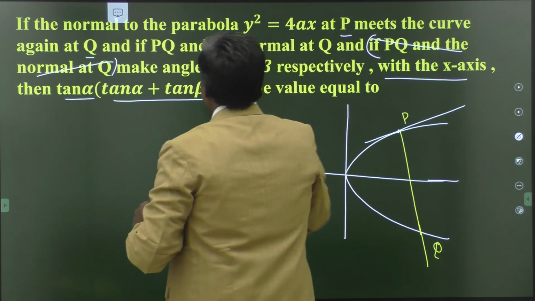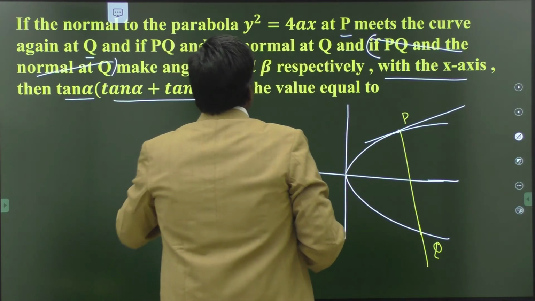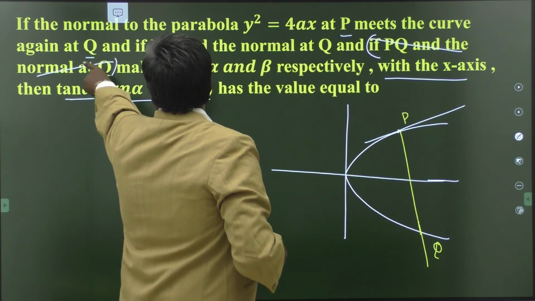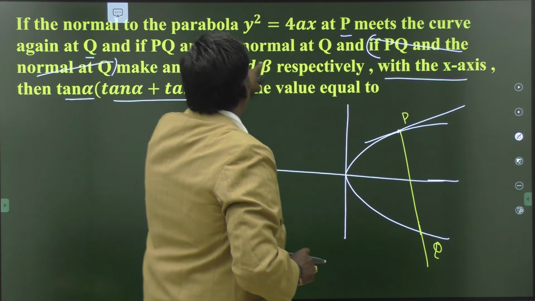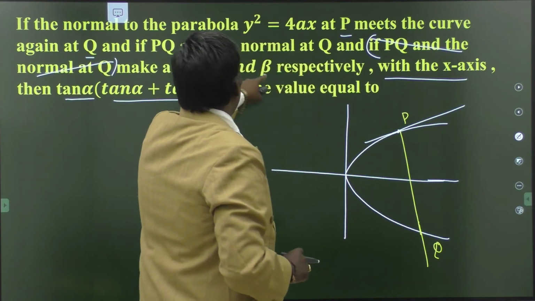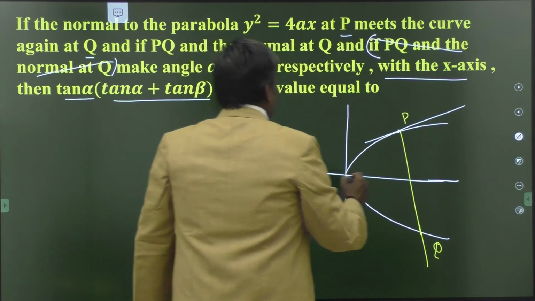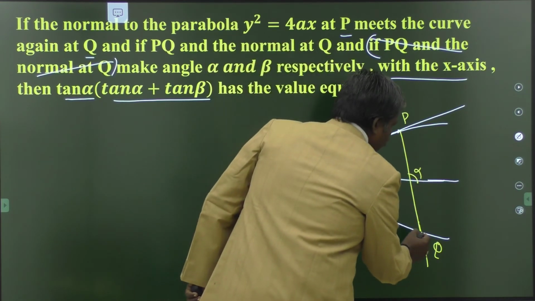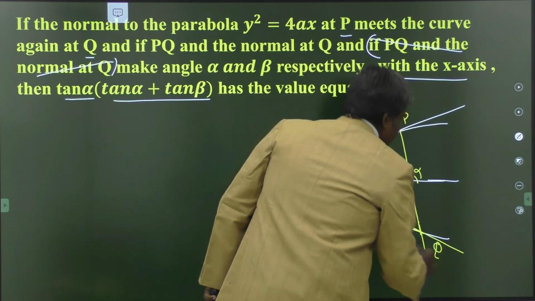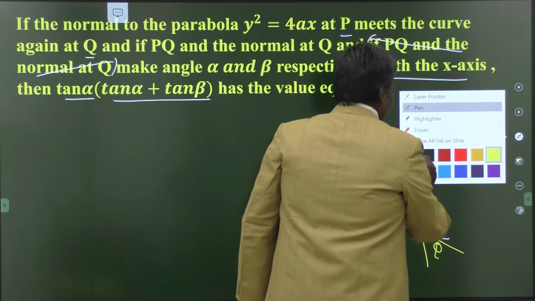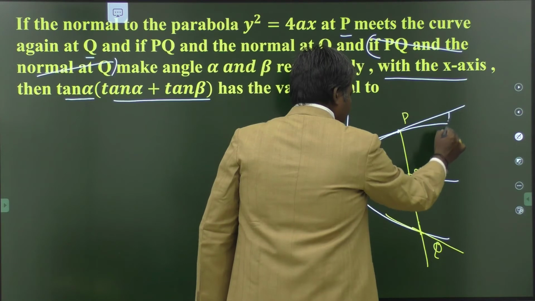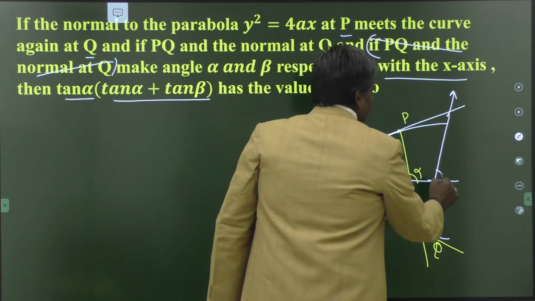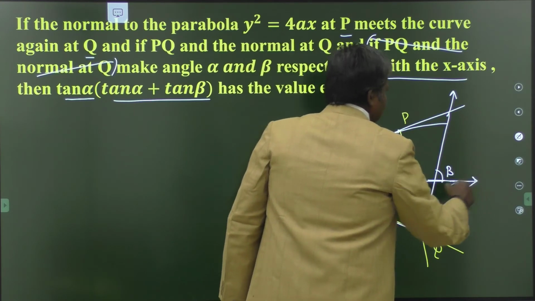Normal at Q makes an angle beta. Again meet at Q. PQ and the normal at Q make angles alpha and beta with the axis. So PQ makes an angle alpha with the axis and they are drawing the normal at Q also. If you draw the tangent at this point and we draw the normal at Q to the parabola, that normal makes an angle beta with the axis of the parabola.